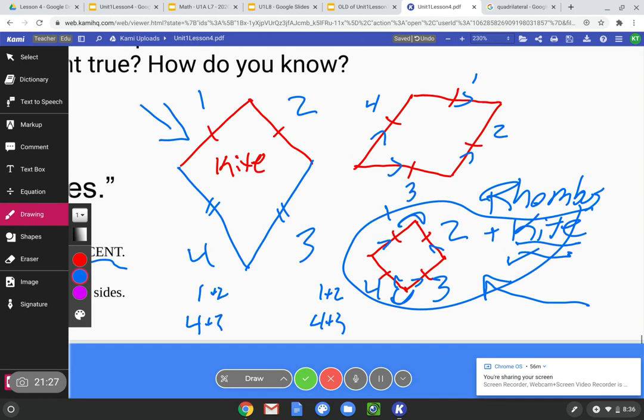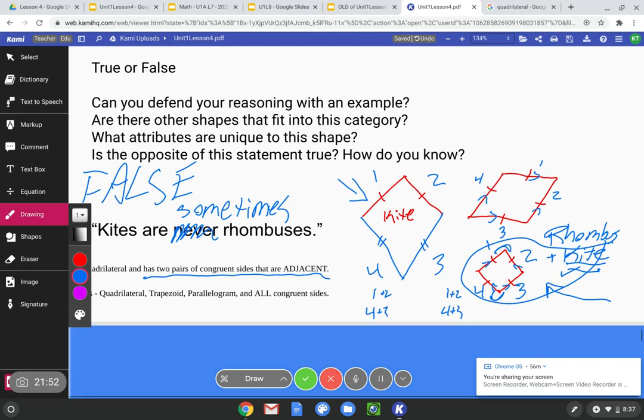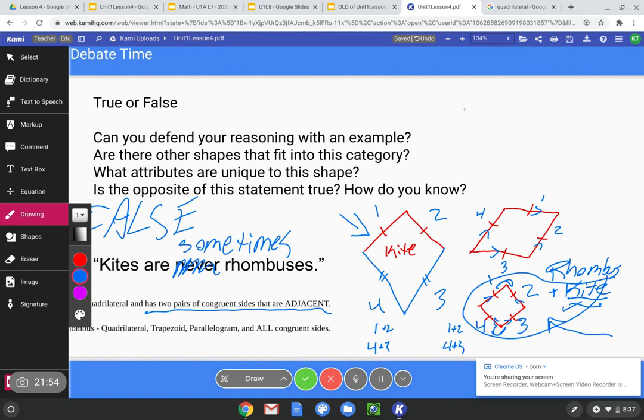So the way we need to phrase it is that it's false. Kites are never rhombuses. We just proved it. This rhombus is a kite and it's a rhombus. We just said it's a rhombus and a kite. So sometimes kites are sometimes rhombuses. I'm going to spend the next 30 seconds writing and articulating why up here.